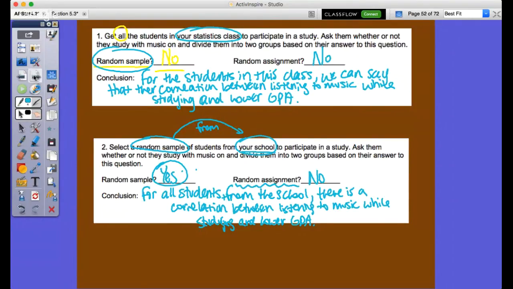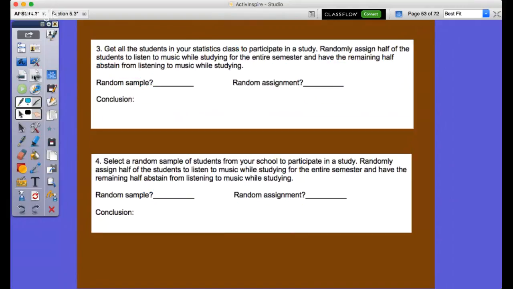Number three, get all students in your stats class to participate in a study. All right, let's see what we got. Randomly assign, okay, here we are, half of the students to listen to music while studying, and the remaining half abstain from listening to music while studying. We would compare, and again, the result would be the same. Listening to music while studying would decrease their GPA, which brings some ethics into it, but we're not going to go there right now.